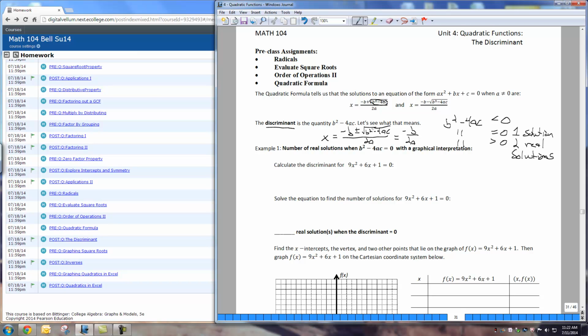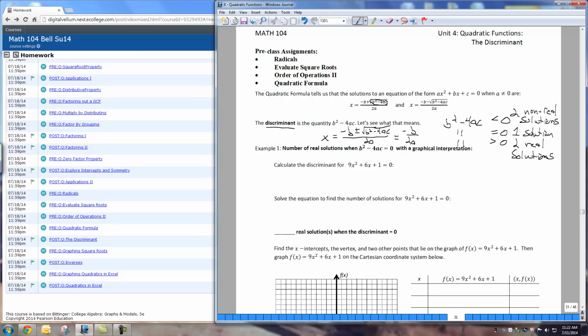However, if your discriminant, if b squared minus 4ac is less than 0, which means it's negative, that means you're taking the square root of a negative value. Whenever you take the square root of a negative value, that is an imaginary number. So therefore, if your discriminant is less than 0, that means you have 2 non-real or complex solutions. So these are the 3 cases that the discriminant tells us. Either 2 non-real, 2 real, or 1 and only 1 solution.